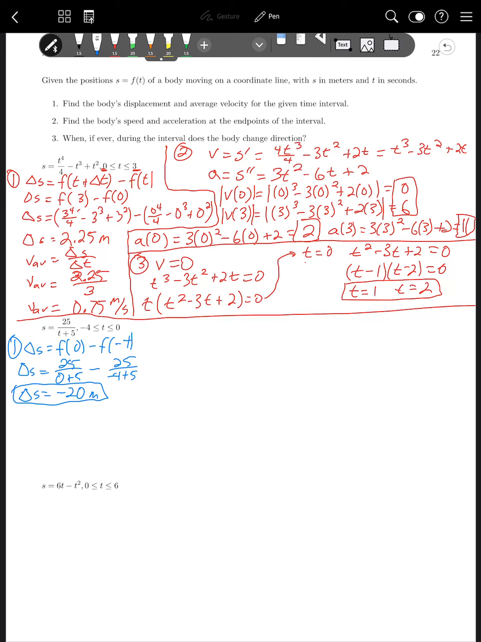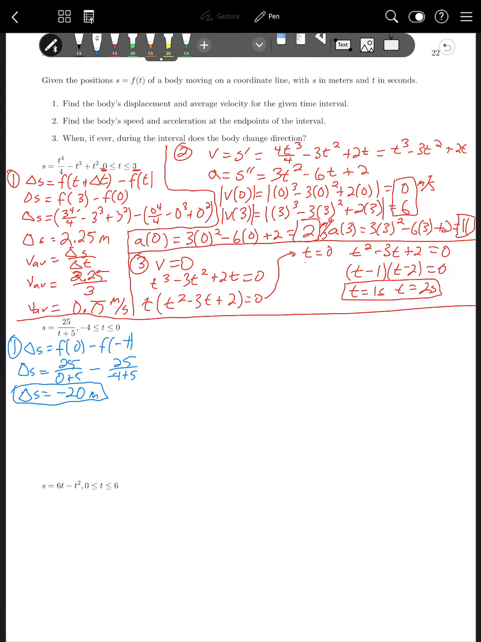Okay, and actually, real quick, let me go back to this last problem for a second. I should put units on these things. So time is in seconds, and velocity is in meters over seconds, which is speed is meters over seconds, and then acceleration is meters over seconds squared. Okay, so those are the units on those answers. Okay, so now back to this problem.